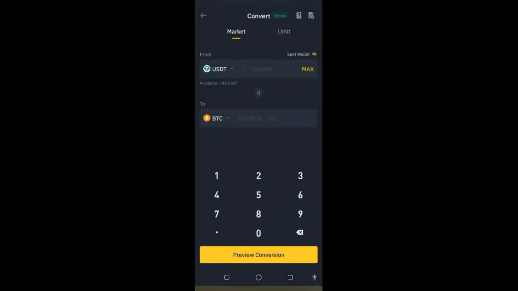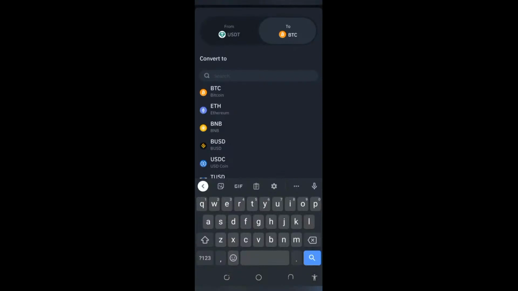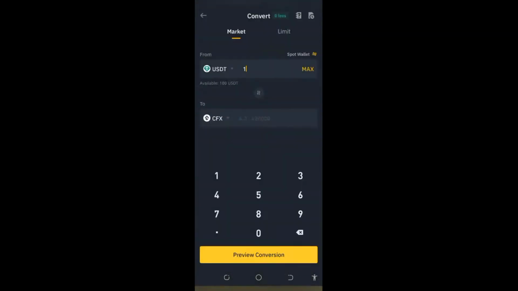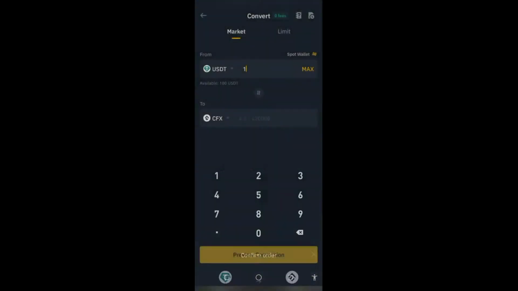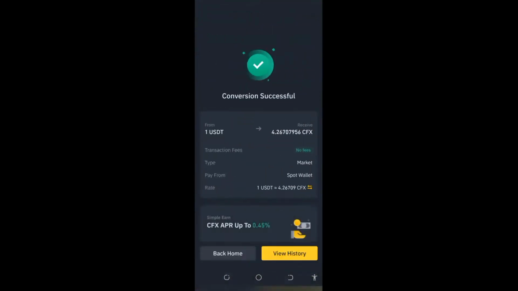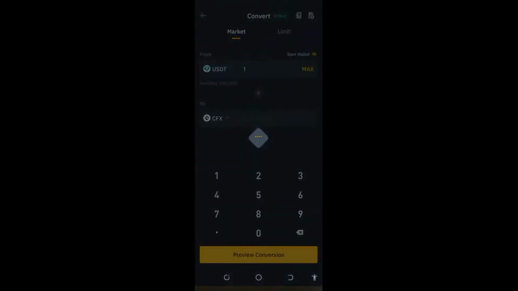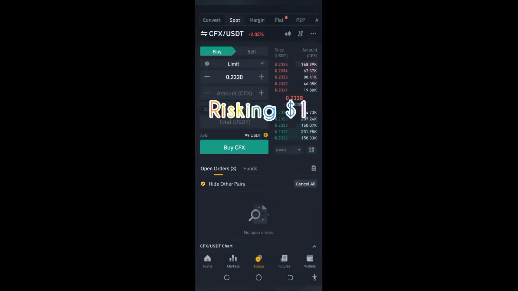Okay. Let's see how much we will get. Okay. Let's put $1 here. And then we go check for CFX. Let's see. CFX. Okay. Can we change this? I don't know. Let's find this out. It looks like we can. Let's just go ahead and change this. So what do we have? We've got 4.26 CFX. Okay. Let's go ahead and do this. We're just risking $1. That's fine. So we have $99 left.